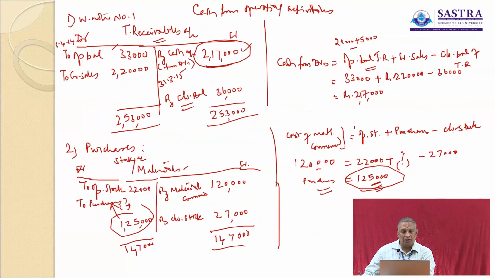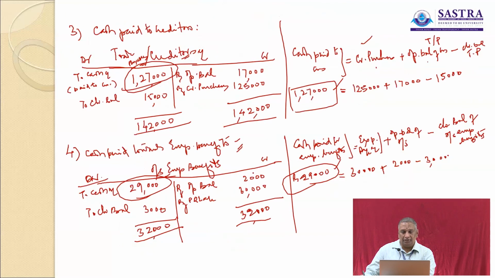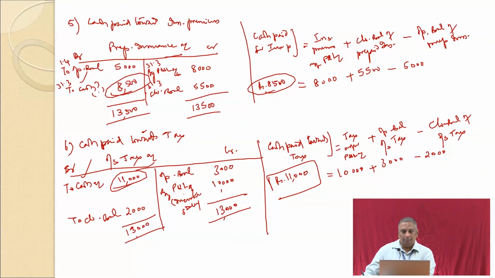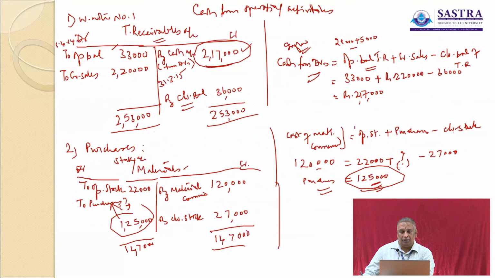So we know now all the cash inflow. Cash inflow is only from cash receivable. This is inflow. And using purchases, we calculated cash paid to creditors. This is outflow, cash outflow. Paid to employee benefits is also outflow, and paid towards insurance premium is also outflow. And paid towards tax is also outflow. So by matching the sum total of all the outflows against the inflow, we are going to find out cash generated from operating activities.